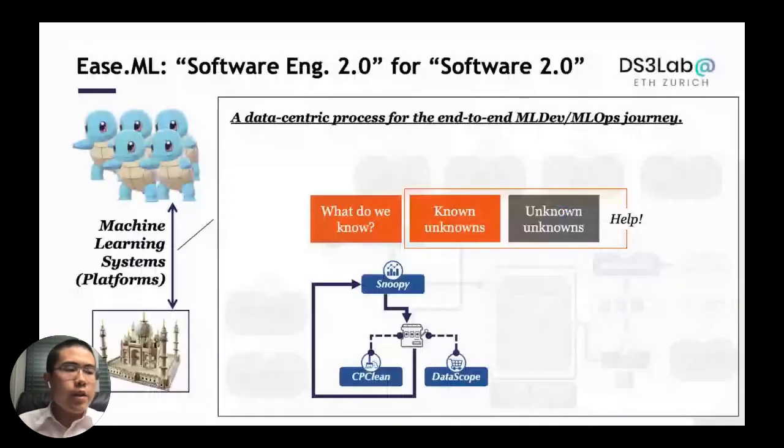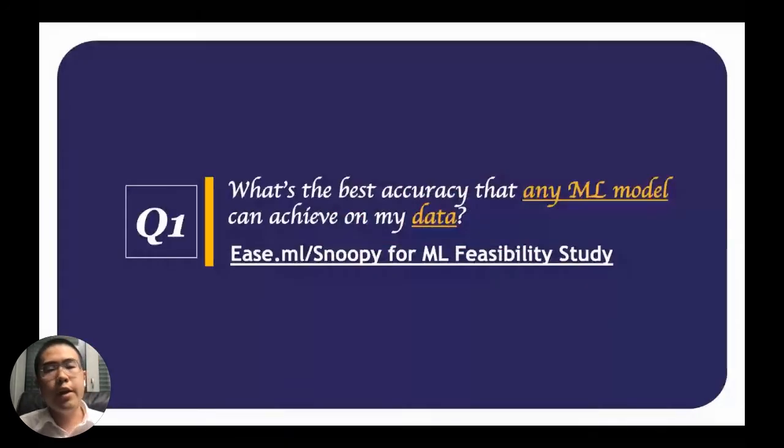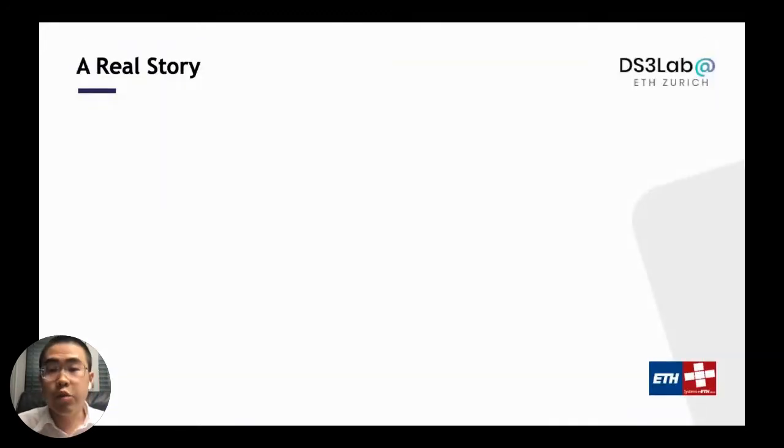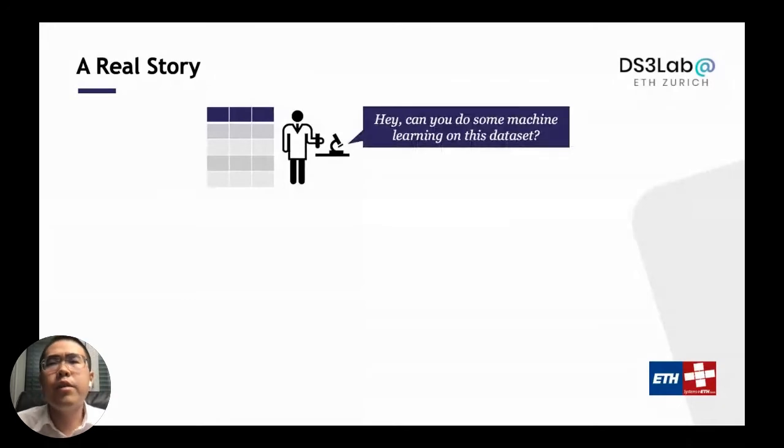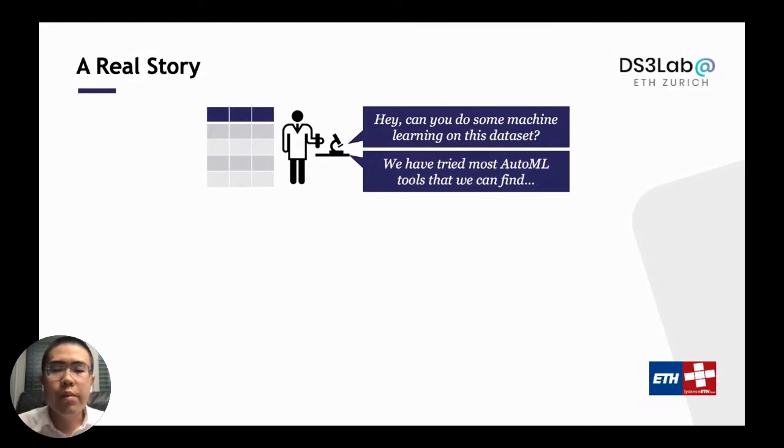Okay, so each of these components is driven by some questions that we want to help our user to understand. The first question is: if you have a data artifact, a training data set, what is the best accuracy that any machine learning model can achieve on this piece of data? We are curious about this question, not out of the blue, but motivated by a real story. A couple of years ago, one of my friends, who is a biologist, came to me with a data set. He asked, can you do some machine learning on this data set? The reason he came to me is they had been trying to do AutoML on that data set for quite a long time. They tried a whole bunch of things, but they could not get the accuracy that they wanted.